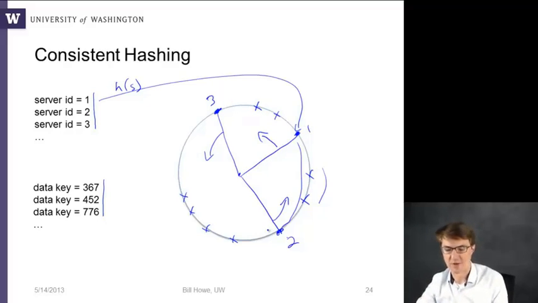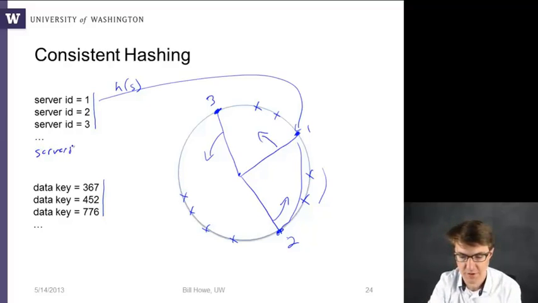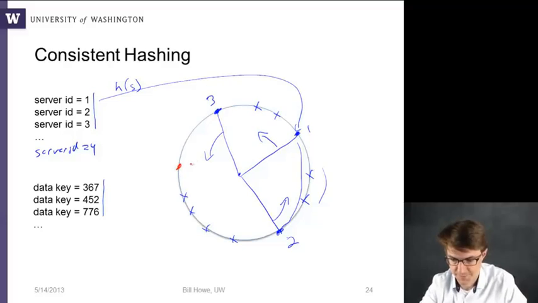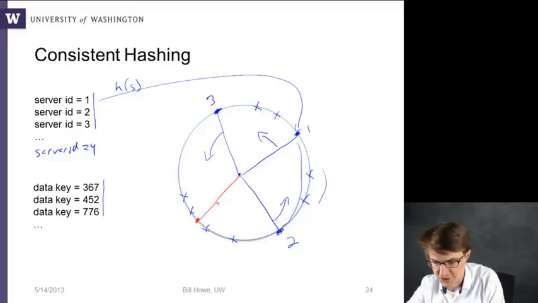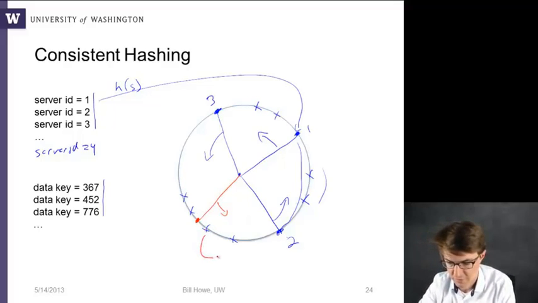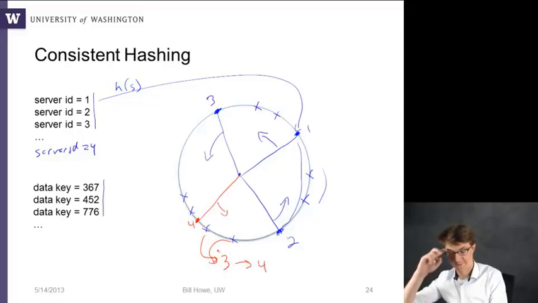Okay. And what's nice about this is now when I add a new server, server ID equals 4, let's say it comes around right here. Well, you just apply the same rule. It should be responsible for every key in this region, which means that these two keys need to be moved from server 3 to server 4. But you only have to move that one section of data. And so it splits at most about k over n data items. All right, so this is a nice trick.